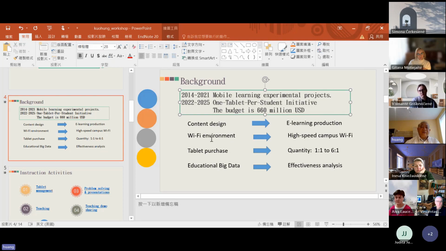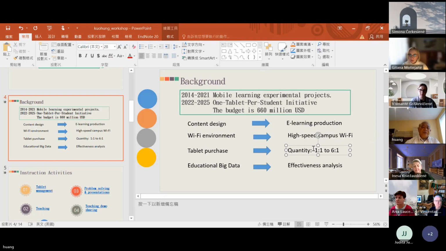Then the second one is the Wi-Fi environment. Each classroom will be equipped with high-speed Wi-Fi. And then the most money goes to the tablet purchase. For some rural area schools, each student has one tablet. For schools in the city, every six students have one tablet because there are many students, so they can share. So there will be enough, okay?